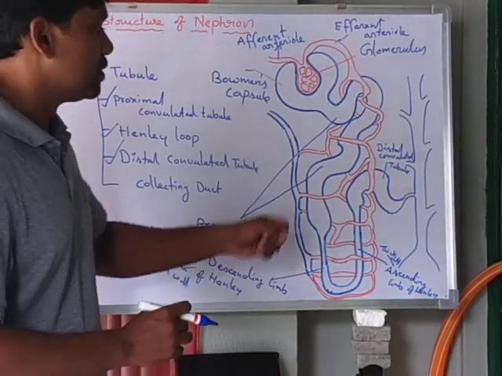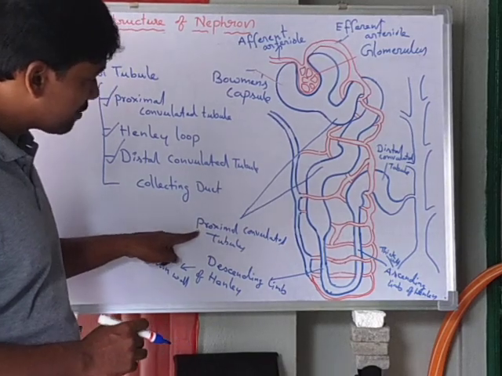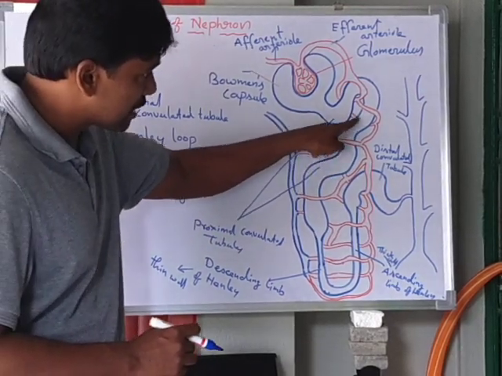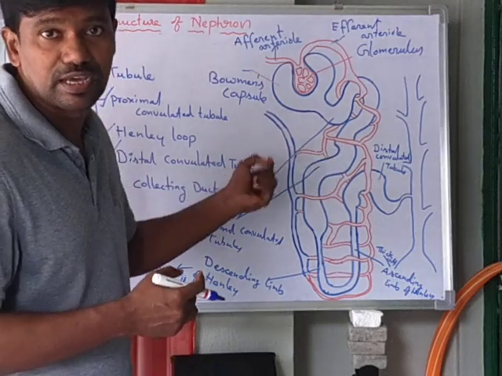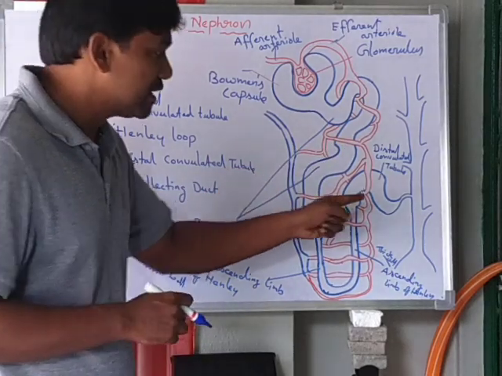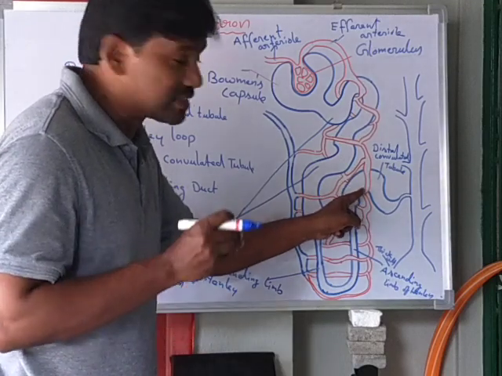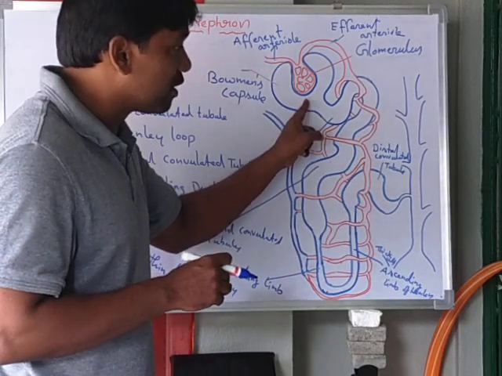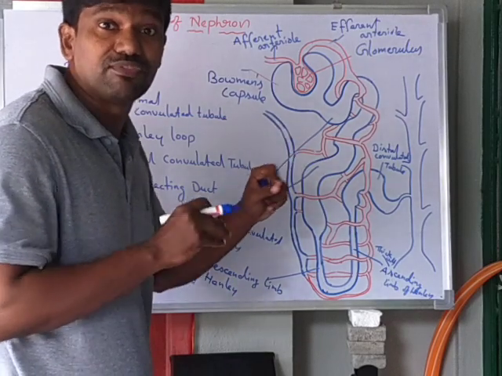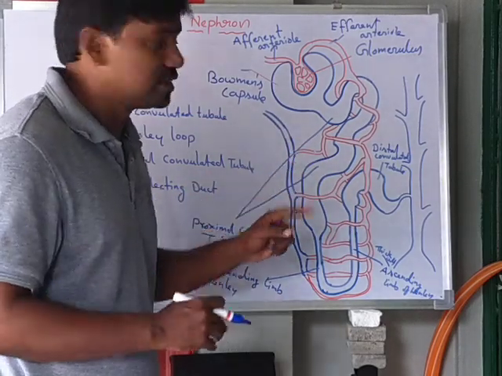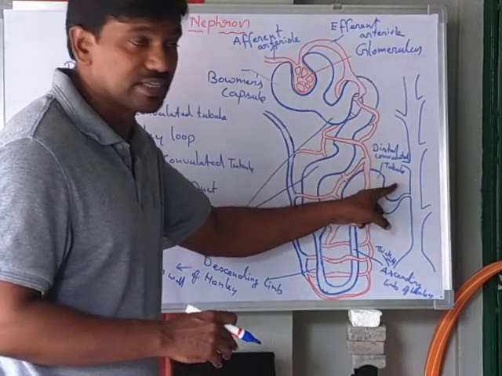So why is it called distal or proximal? The proximal convoluted tubule is present near the Bowman capsule, that's why it is called proximal. The distal convoluted tubule is present far from the Bowman capsule, so that's why it is called the distal convoluted tubule.